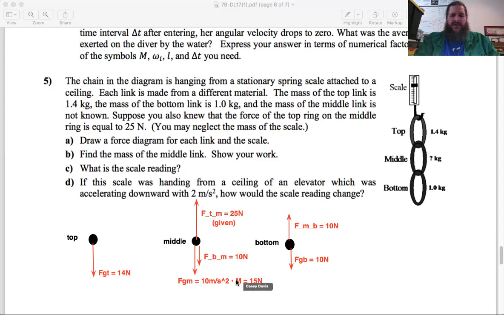And that also tells us, what does the mass of the middle link have to be? We've got 10 times an unknown mass equals 15 newtons. What's that unknown mass? 1.5 kilograms. Yeah, middle link has to have a mass of 1.5 kilograms. So we now know the mass of that middle link. And I think then the top link we can now analyze as well, because we've got a 14 Newton downward force. And also, what other force is it experiencing from the middle link?